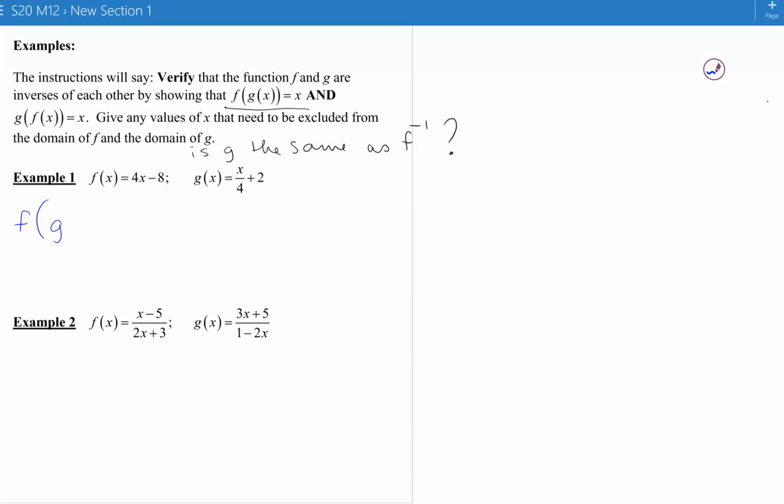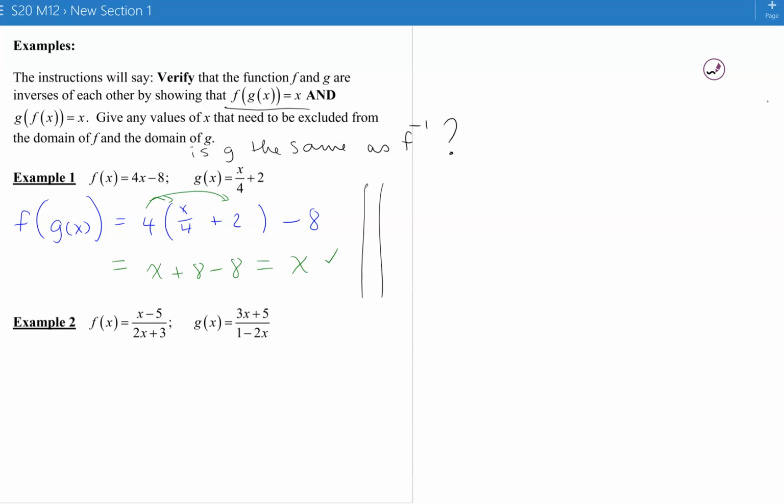So if I write f of g of x, that tells me that everywhere there was an x in the original function, I now want to insert g of x. And then I'm going to do the algebra that's indicated here and get x plus 8 minus 8. Sure enough, that equals x, so we're halfway there.